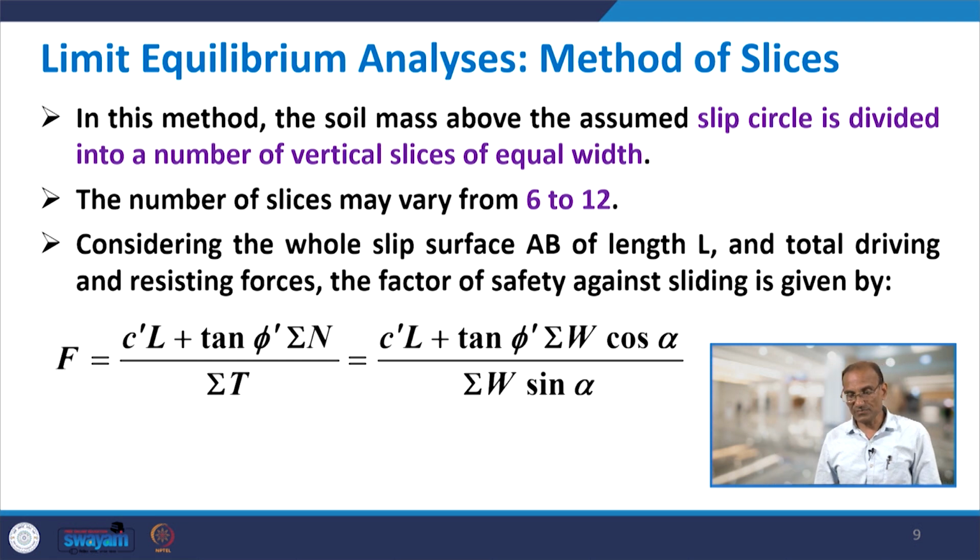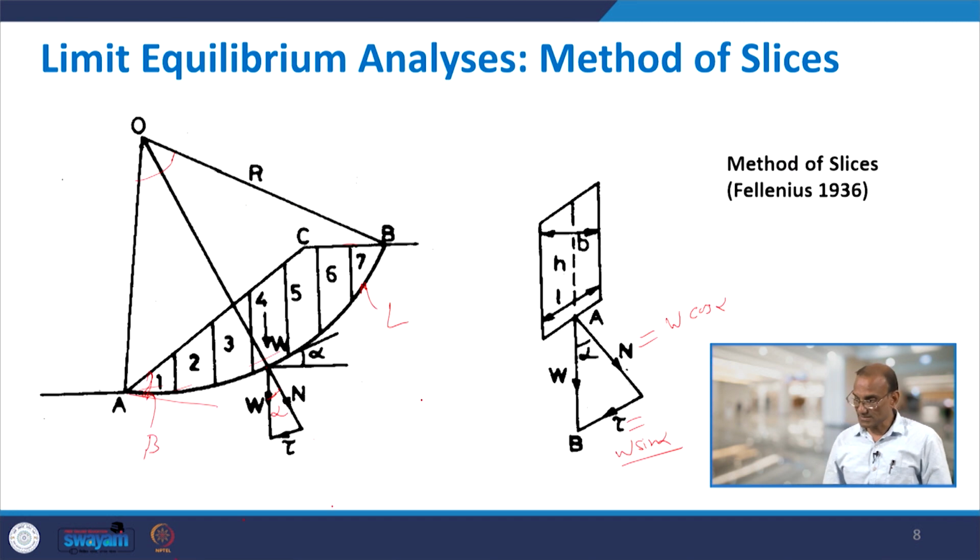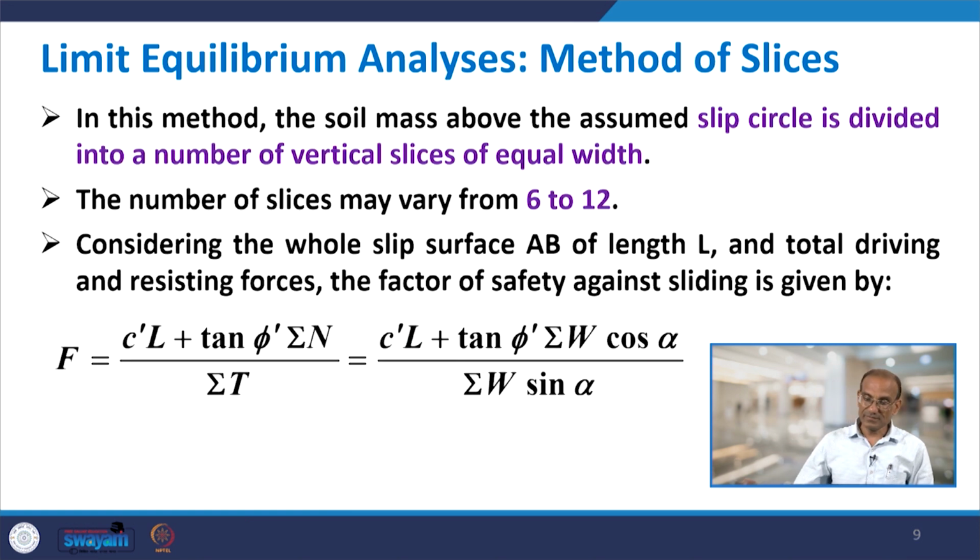N and T we already defined. In fact, this tau is itself T, T equal to W sin alpha. We already said that summation of N is summation of W cos alpha, and this summation is done over the number of slices. If you have 5, or in this case 7 slices, it will be done 7 times; if you have more, it will be done more. So, it will be W1, W2, W3 like this, cos alpha 1, alpha 2 like this, and then you sum up.